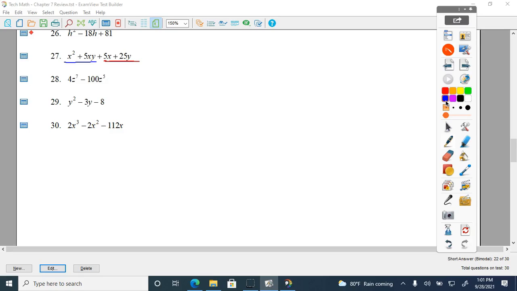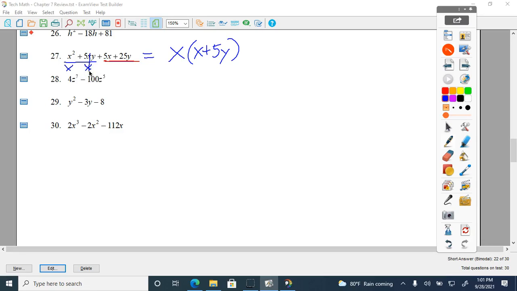X. So I'm going to take out x. Divide both of these by x. What's left? X and then 5y. X plus 5y. Everybody follow that? Okay. This one, the x's cancel. You're left with 5y. This one, x squared over x is x.